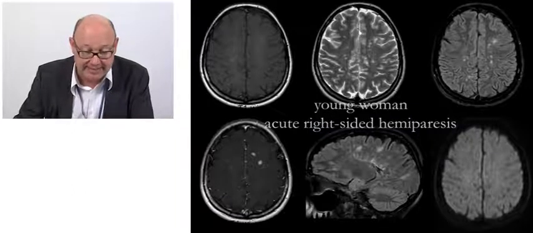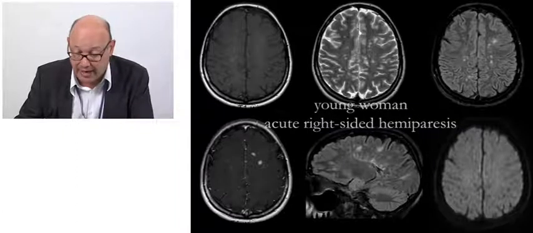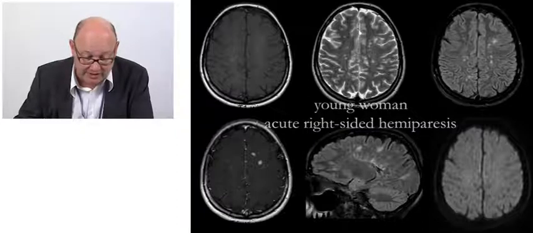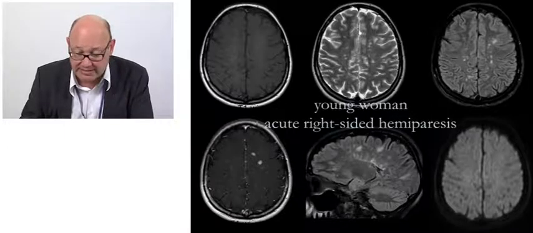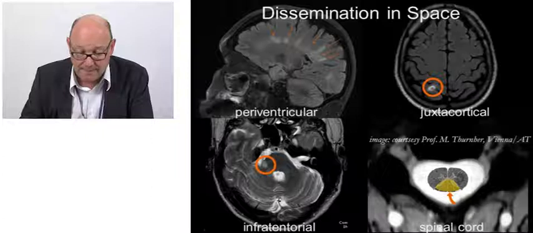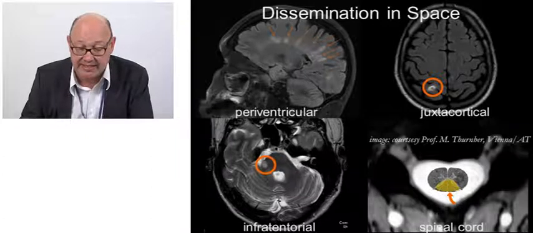So, if we see lesions with this shape and morphology in the periventricular area, the juxtacortical area with enhancement of the lesion, if we find lesions in the infratentorial compartment, if we find lesions in the spinal cord, this all fits nicely together with a patient with multiple sclerosis. So once again, you see here all these lesions, and this shows dissemination in space.